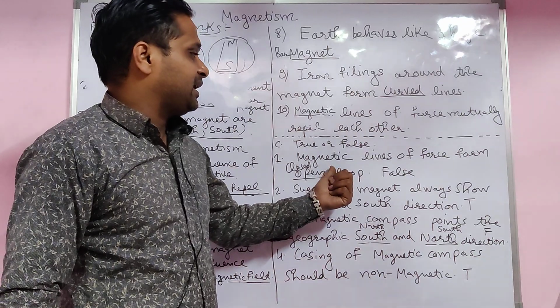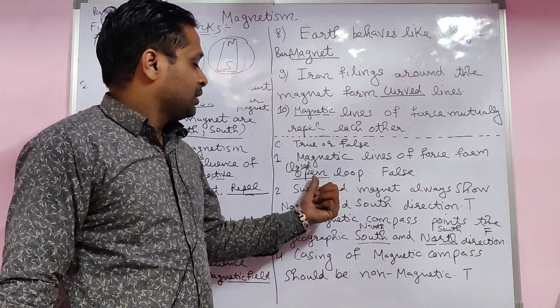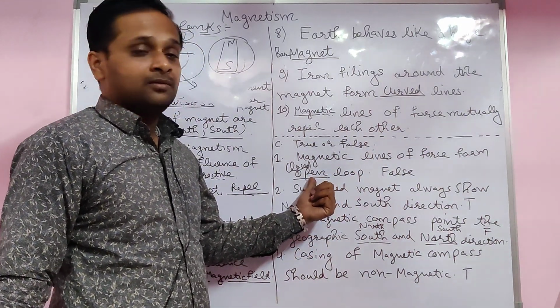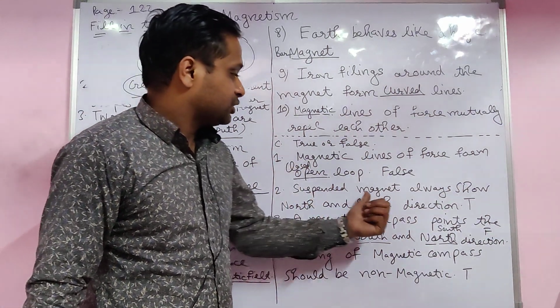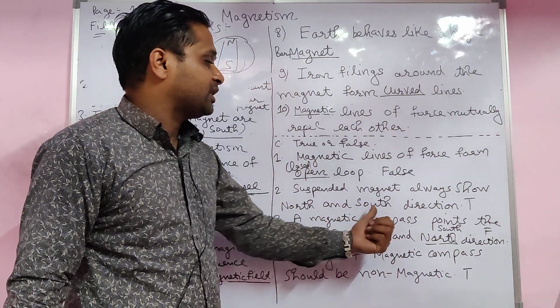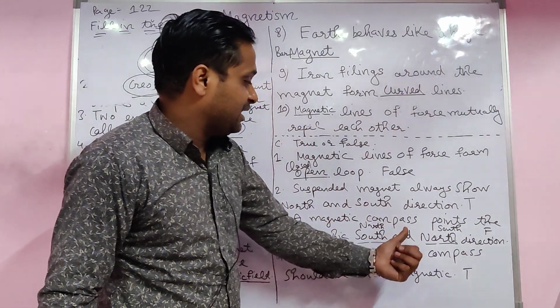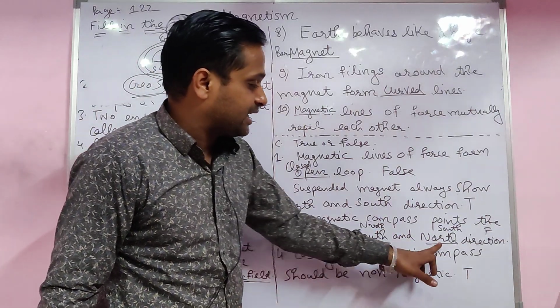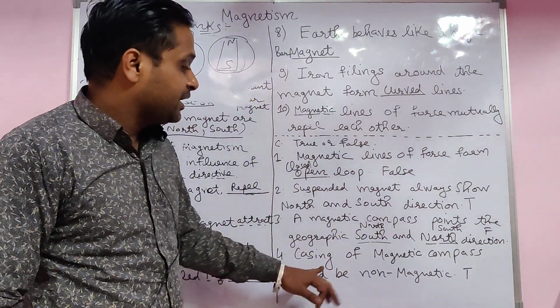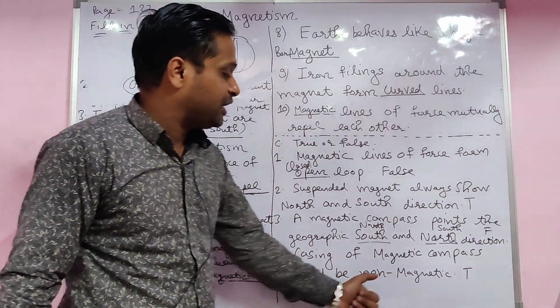I am repeating again: magnetic lines of force form closed loops. False is there. Open was wrong; correct it, closed will come. A suspended magnet should always show the north and south direction. True. Magnetic compass, here you correct: south will be replaced by north, north will be replaced by south. The casing of a magnetic compass should be non-magnetic. True.